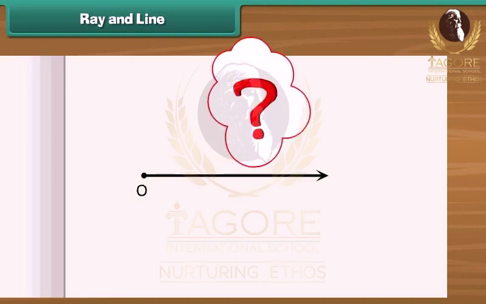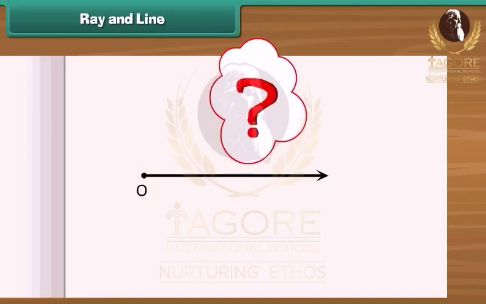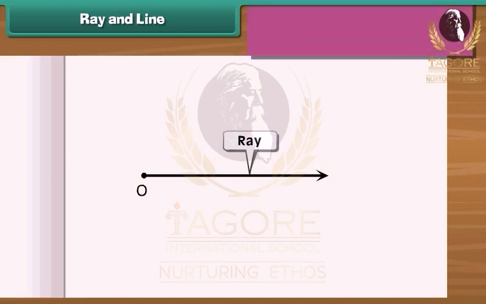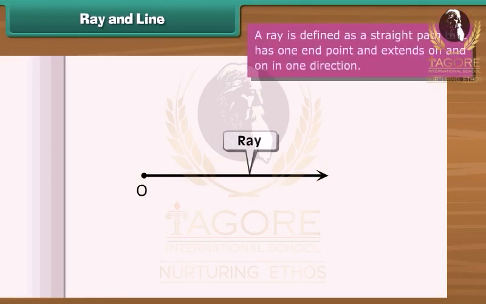What will you call this? It has one endpoint. On its other end, there is an arrowhead. This implies that it can be extended in the direction of the arrowhead. This is called a ray. We define a ray as a straight path that has one endpoint and extends on and on in one direction.